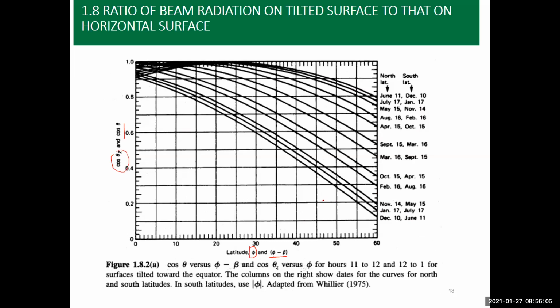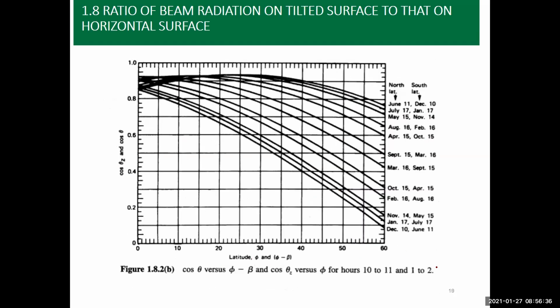We are going to take an example on that. The figure that you can see here in front of you applies only for the hours between 11 to 12 and 12 to 1, for surfaces that are tilted toward the equator, which is natural. And that's one figure. There are 5 figures, and each figure is different in terms of the hour that it represents. This one is 11 to 12 and 12 to 1. This one is from 10 to 11 and from 1 to 2. And then you are going to have different figures from 9 to 10 and so on.